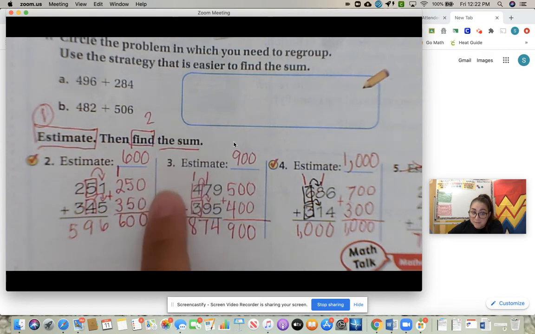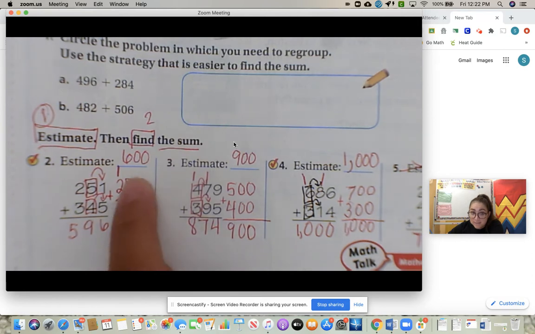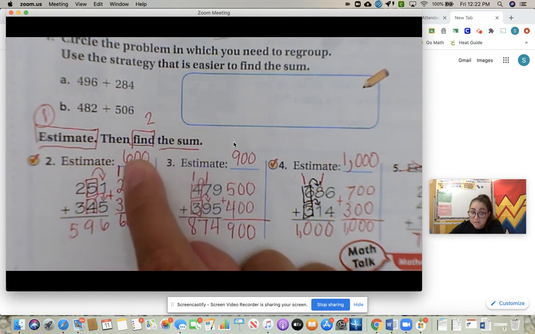We add up. 0 plus 0 is 0. 5 plus 5 is 10. I can't write 10 though. The ones place stays in our answer. The tens place you carry over to the hundreds place.